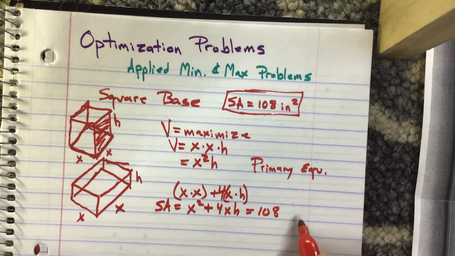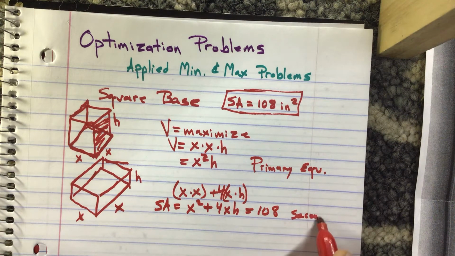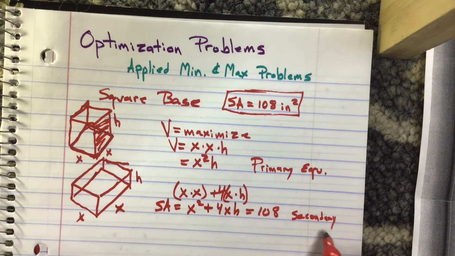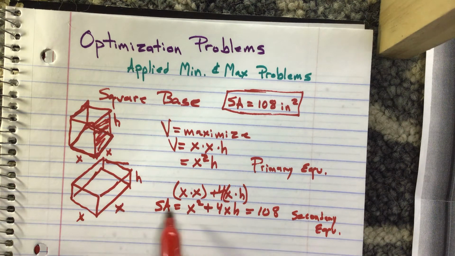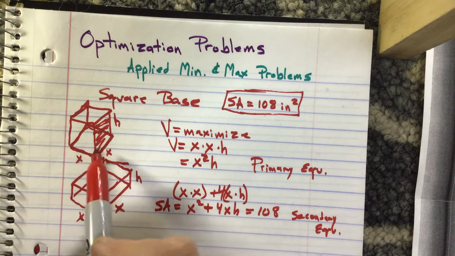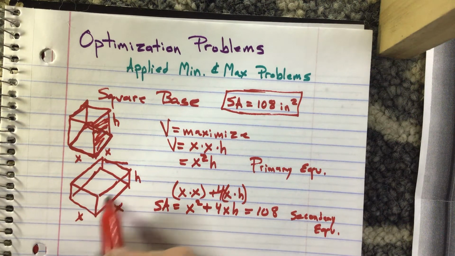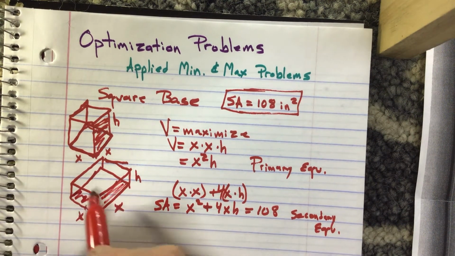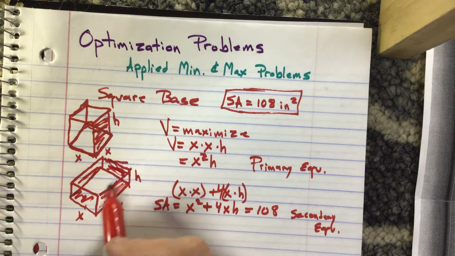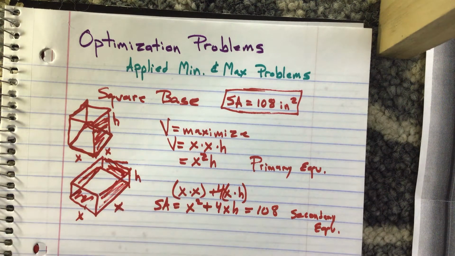This is called our secondary equation, because this is given to us. We know that the surface area has to be 108. We know the formula for surface area: it's the area of all the sides added together. The base is a square, and each side is x times h. All 4 of these would be the same, because it's a square base.